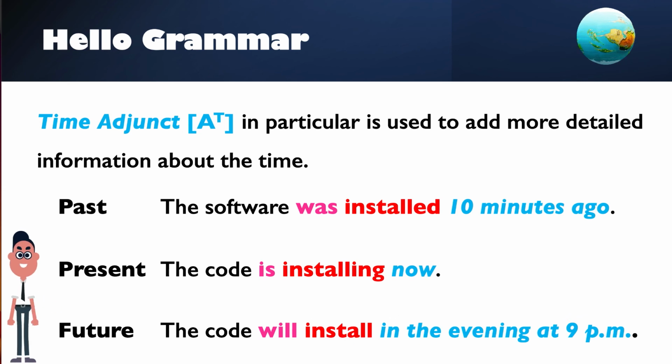Time adjuncts, in particular, are used to add more detailed information about the time. So past, the software was installed 10 minutes ago. Present, the code is installing now. Future, the code will install in the evening at 9 p.m. And notice those pink auxiliary verbs and those red main verbs with tense.